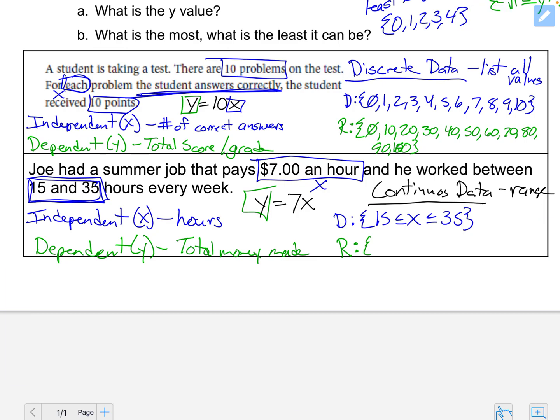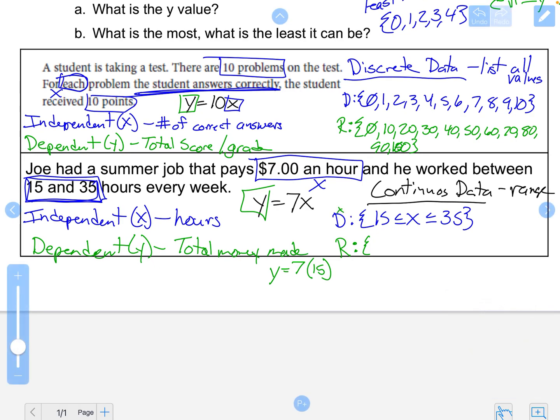So if Joe is going to work 15 hours, I need to take my equation, y equals 7x, and plug 15 in for x, because we said domain is our x values. So I'm going to do a little bit of mental math. 7 times 5 is 35. 7 times 10 is 70. So the minimum amount that Joe can make if he only works 15 hours is going to be $105.